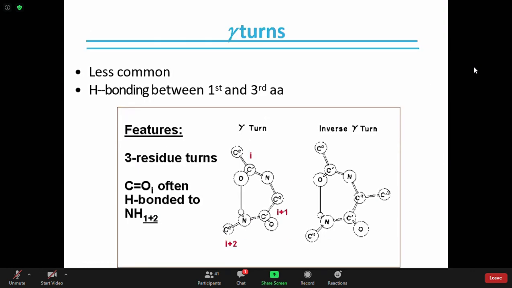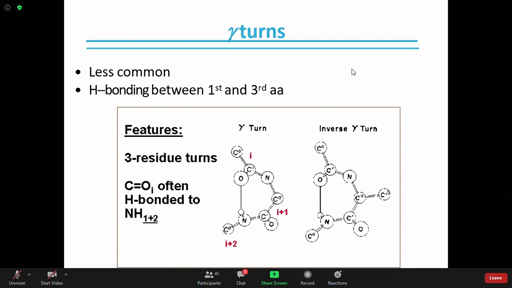All right, so another term is gamma turn. It's less common, 3 amino acids or less. It's a smaller turn and involves only 3 residues. It consists of the gamma turn and the inverse turn. There is a hydrogen bond between amino acid number 1 and amino acid number 2.